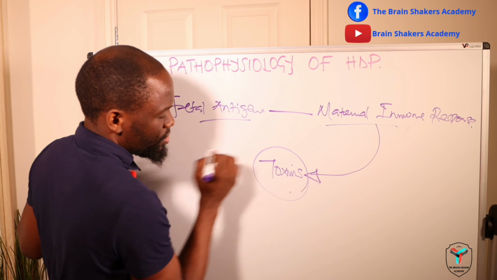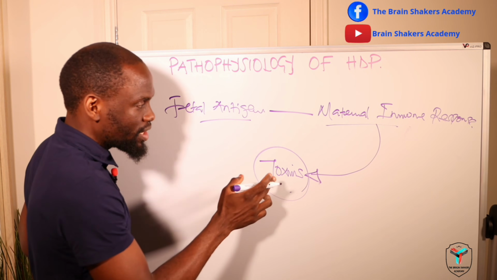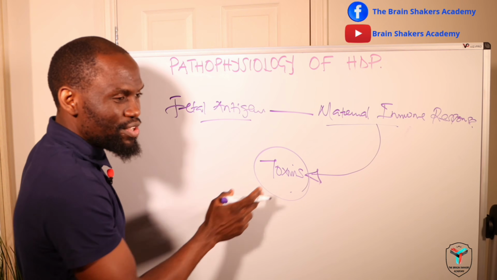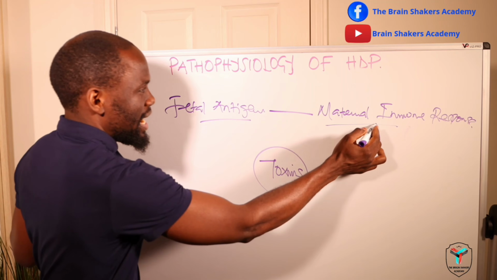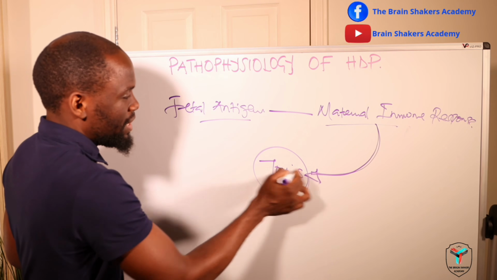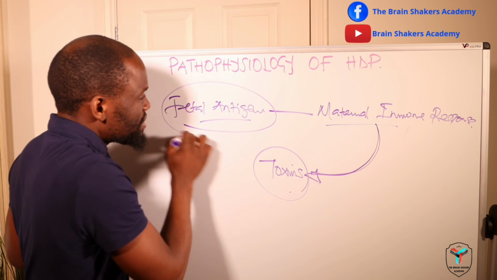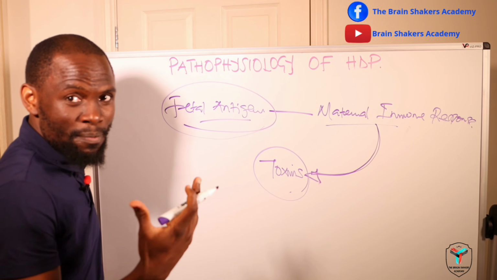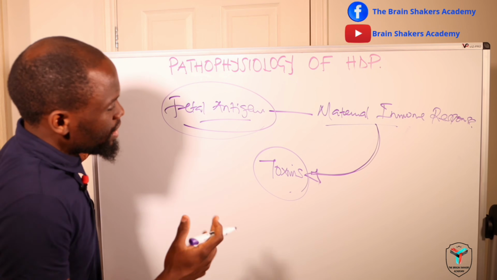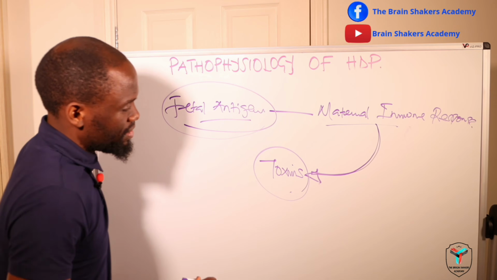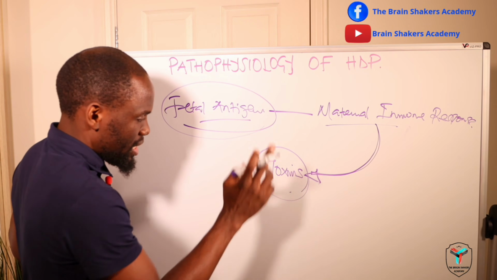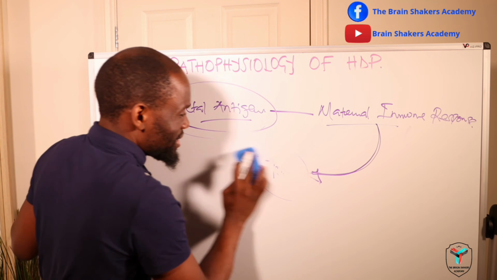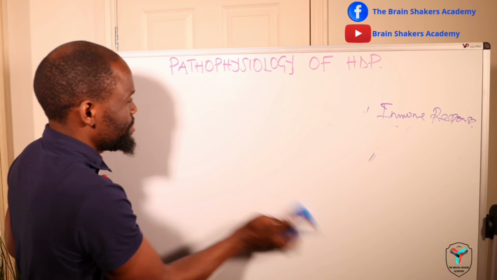Okay, now these toxins are going to cause damage to the endothelial cells. The toxins that are released to react to this fetal antigen expressed by the placenta, obviously inherited from the father of the child, are going to cause damage to the endothelial cells. Now, what do the endothelial cells do?